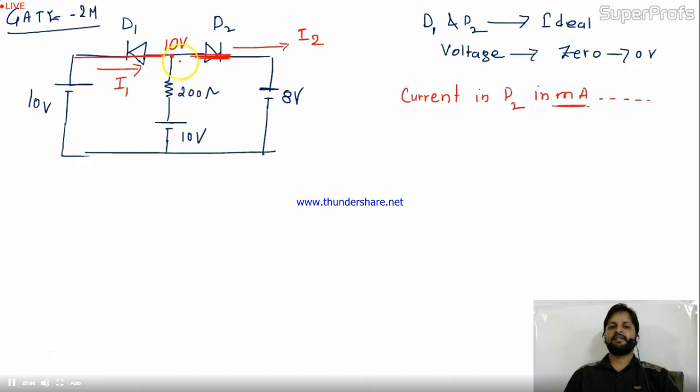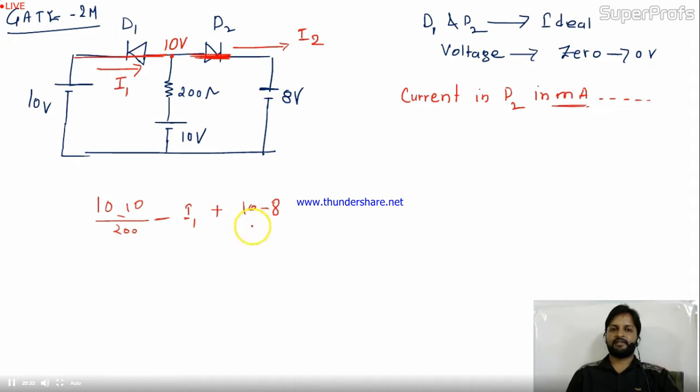Let's check it. Over here I'm going to apply nodal analysis. So 10 minus 10 divided by 200. What about this incoming current I1? Fine, plus this branch. This one is short. Okay, so 10 minus 8.